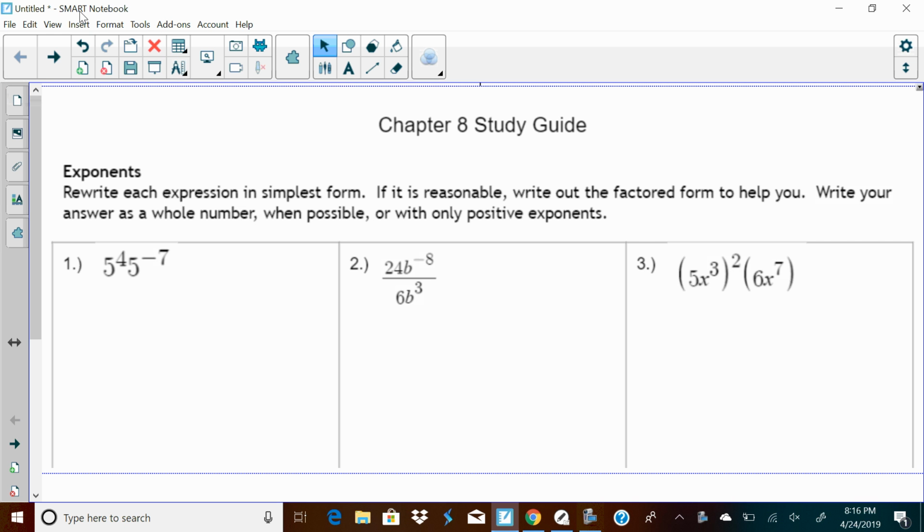Okay. Here are the answers to the chapter 8 study guide. So problems 1 through 3 want you to rewrite each expression in simplest form. If it's reasonable, write out the factored form to help you. Write your answer as a whole number, when possible, or with only positive exponents.